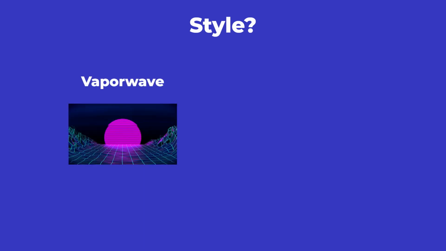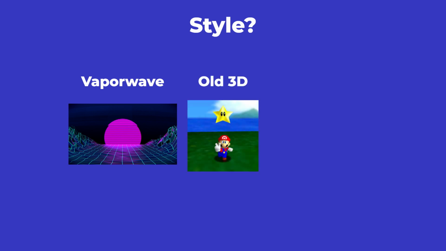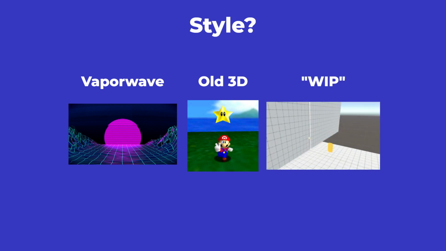Now that we've got a plan out of the way, I had to figure out what style I wanted for my game, as you could probably tell, it's not really anything really. I had 3 ideas for styles that I wanted for the game, the first one being a vaporwave aesthetic, second having like an old 3D kind of look, and the third one would be keeping the work in progress project still being made kind of style.